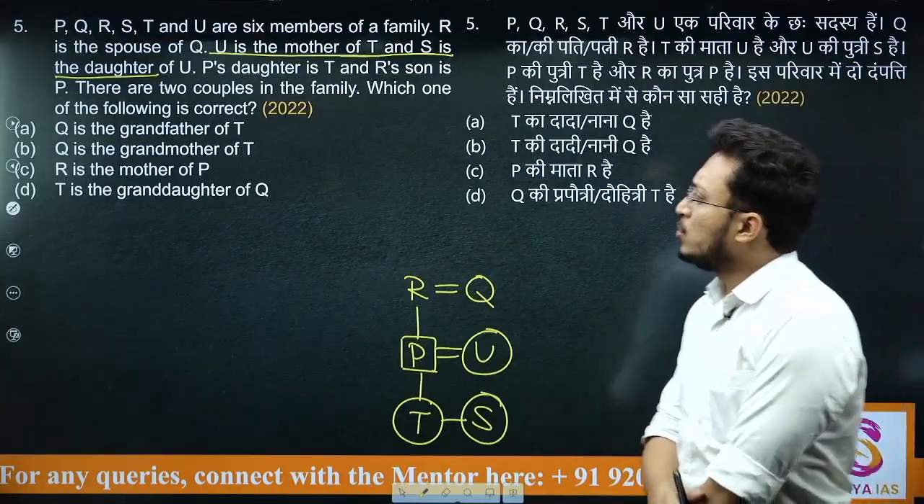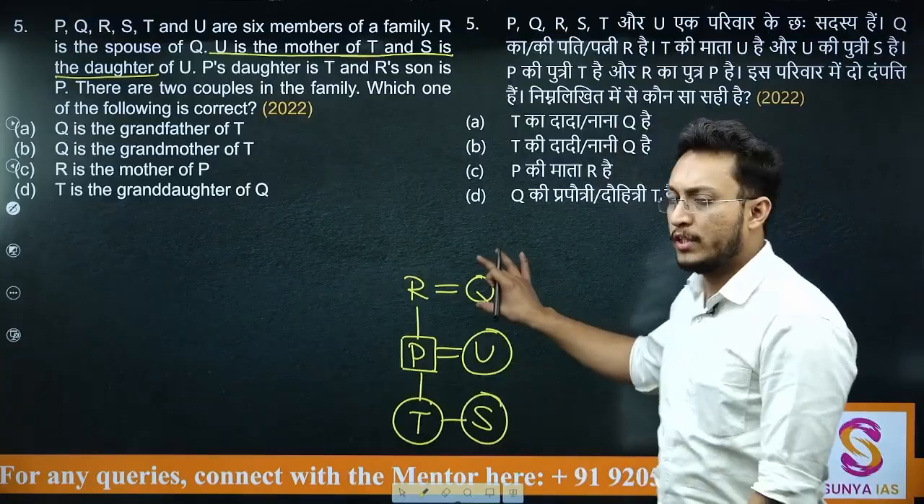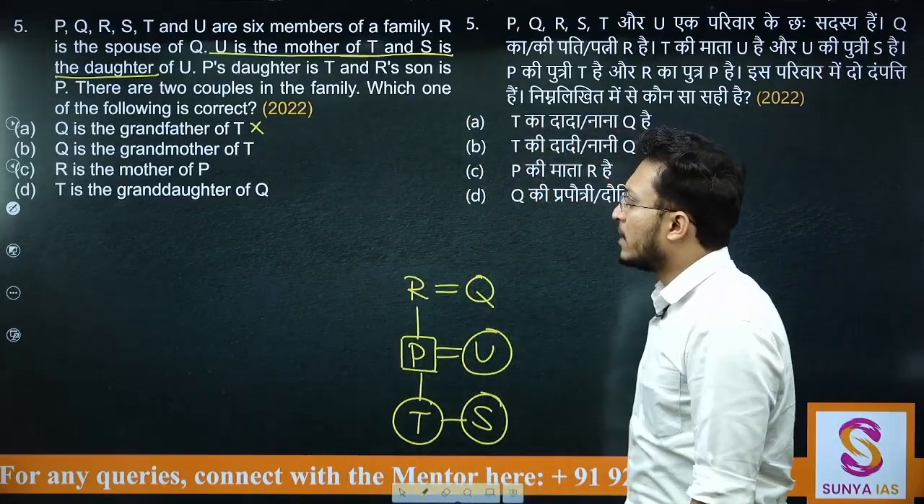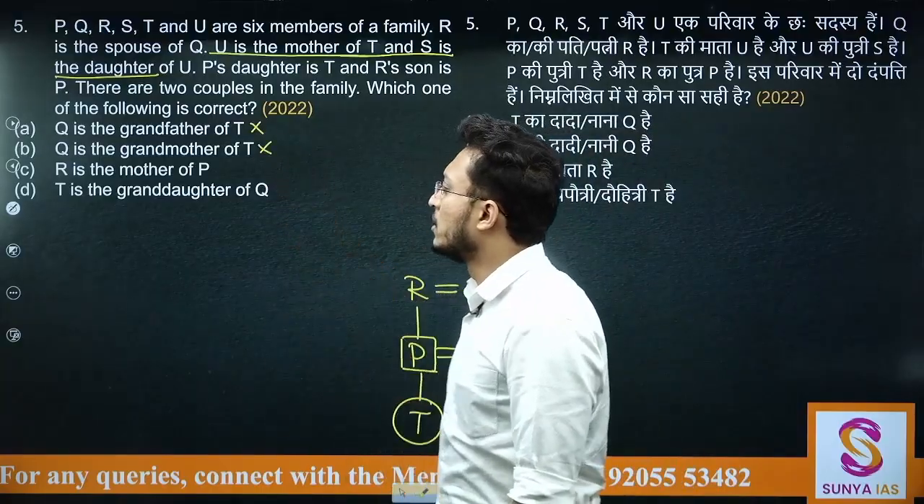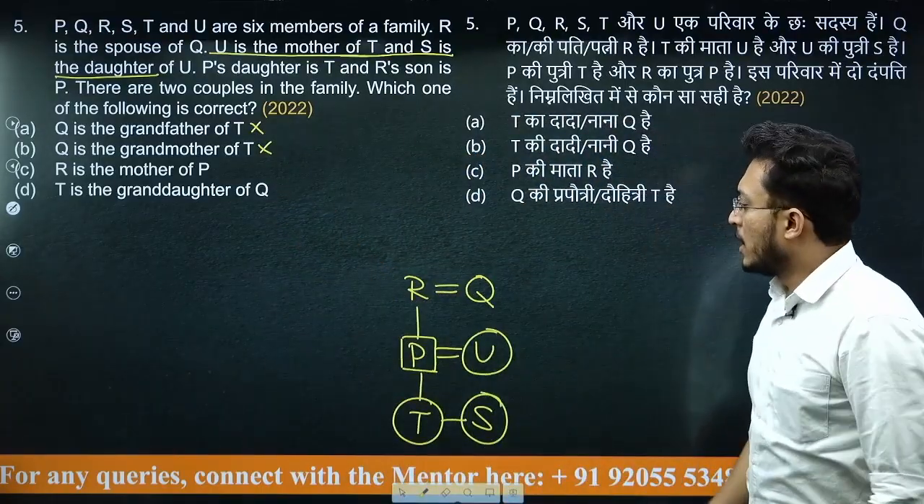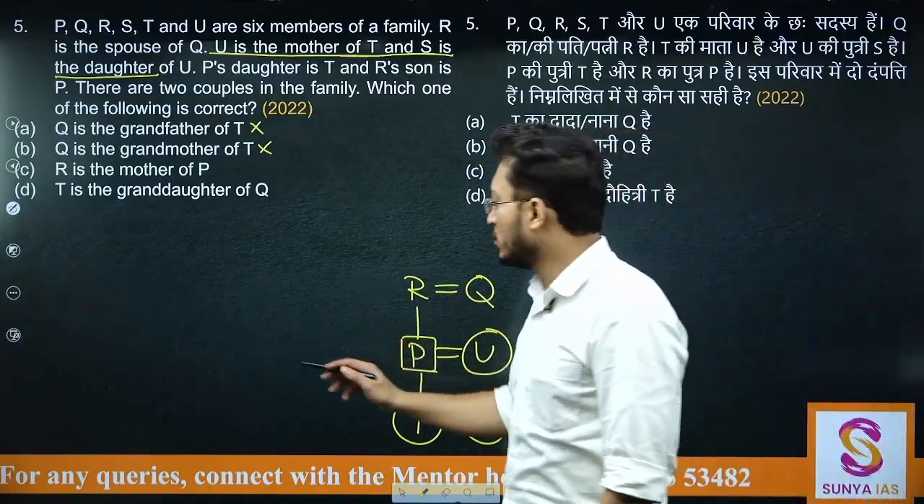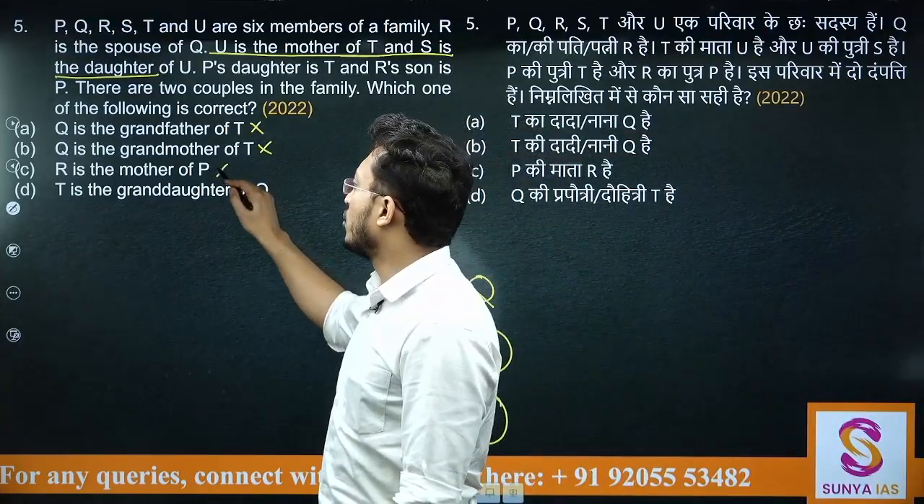Statement 1 says Q is the grandfather of T. We don't know whether Q is the grandfather or the grandmother, so we don't know about this. Q is the grandmother of T. Again, we don't know about this. R is the mother of P. Again, we don't know about this because gender of R is not known.